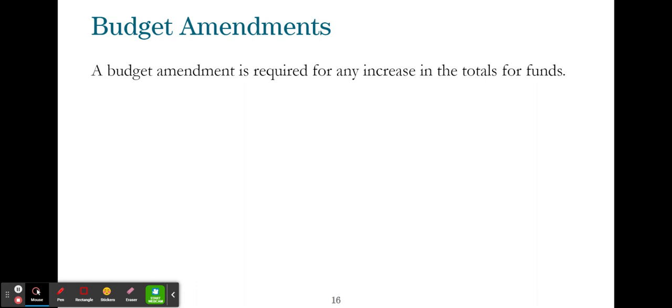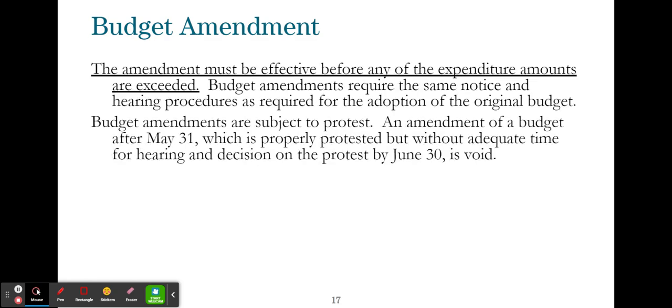Budget amendments are required for any increase in the totals for funds. The amendment must be effective before any of the expenditure amounts are exceeded. So essentially, you must amend before you spend. Budget amendments do require the same notice and hearing procedures as required for the adoption of the original budget. So again, publish notice, not less than 10, no more than 20 days prior to the date of the hearing.